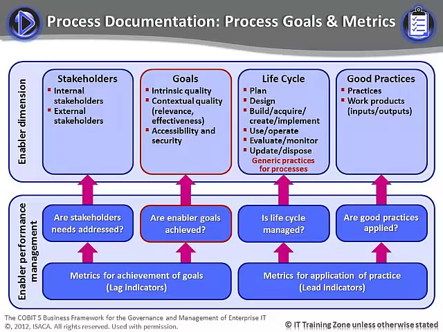Intrinsic goals. Does the process have intrinsic quality? Is it accurate and in line with good practice? Is it compliant with internal and external rules? Contextual goals. Is the process authorized and adapted to the enterprise's specific situation? Is the process relevant, understandable, easy to apply? Accessibility and security goals. The process remains confidential when required and is known and accessible to those who need it.